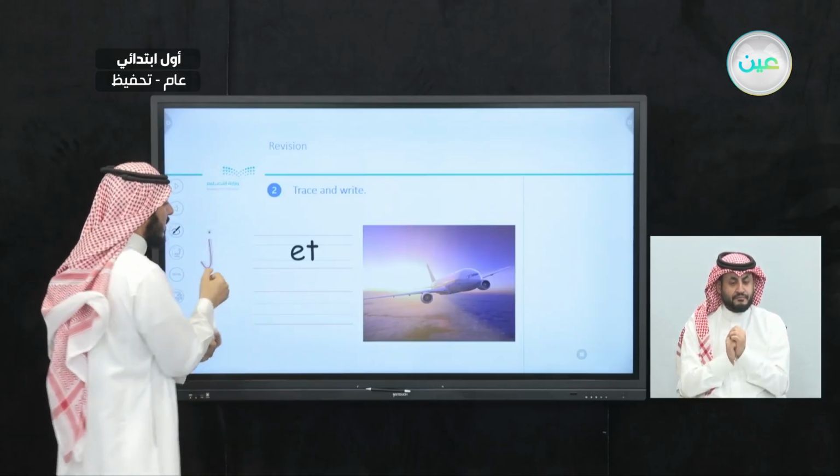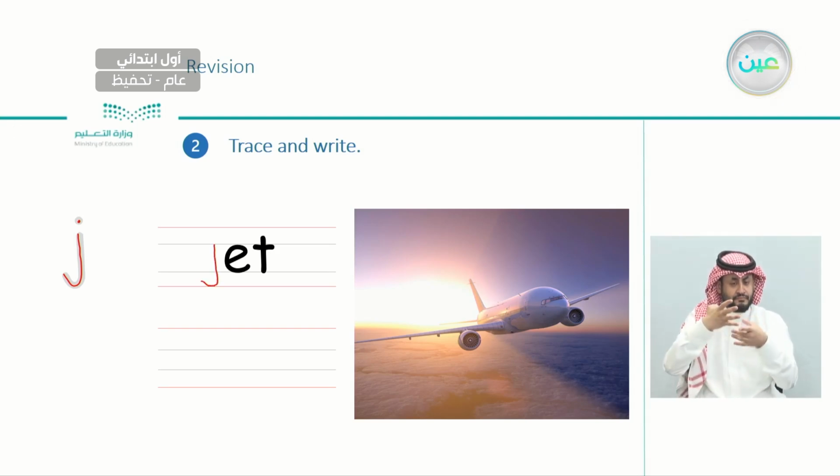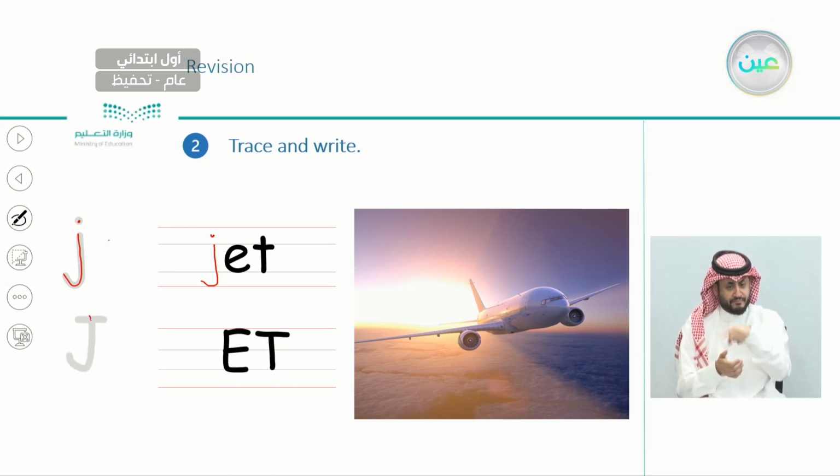Now let's write it here from line number 2 up to line number 4 like this, and after that we have a small dot over it. J, jet. Okay, after that we have jet again, but now in capital form. How to write it? From up to down like this, and now we have a line, not a dot. So if you have a dot, this is small. If you have a line, this is capital.